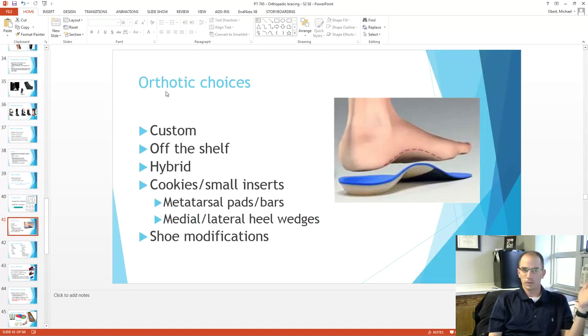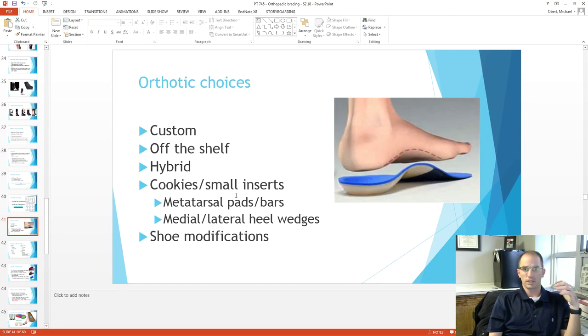So we have a couple different choices. We have some custom ones that you will just make completely. You can have off the shelf that they can go into any pharmacy or grocery store and buy. We have a hybrid, which is where you can kind of buy it off the shelf, but you can also heat it up to mold it to your body or to the foot.